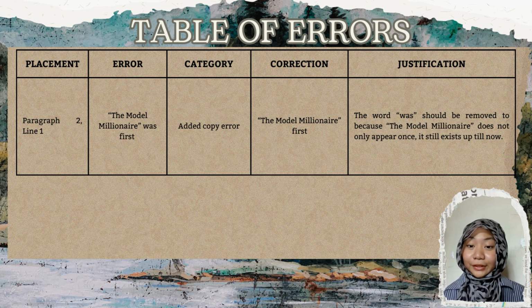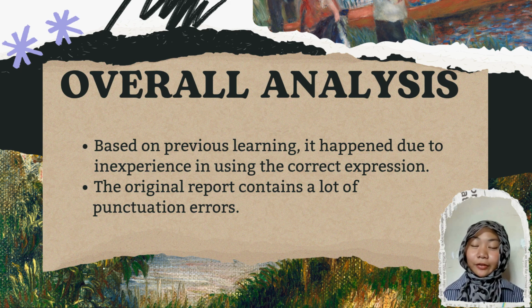Now we're moving on to the last slide, which is the overall analysis. We have finally reached the last part of our presentation today. So, based on my previous learning, mostly the errors made here by the writer is because they are inexperienced in using the correct expression. This is because the student is still a semester one student and they are not used to writing an academic paper. Therefore, that is why there are a lot of mistakes being made. And now that's the end of my analysis.